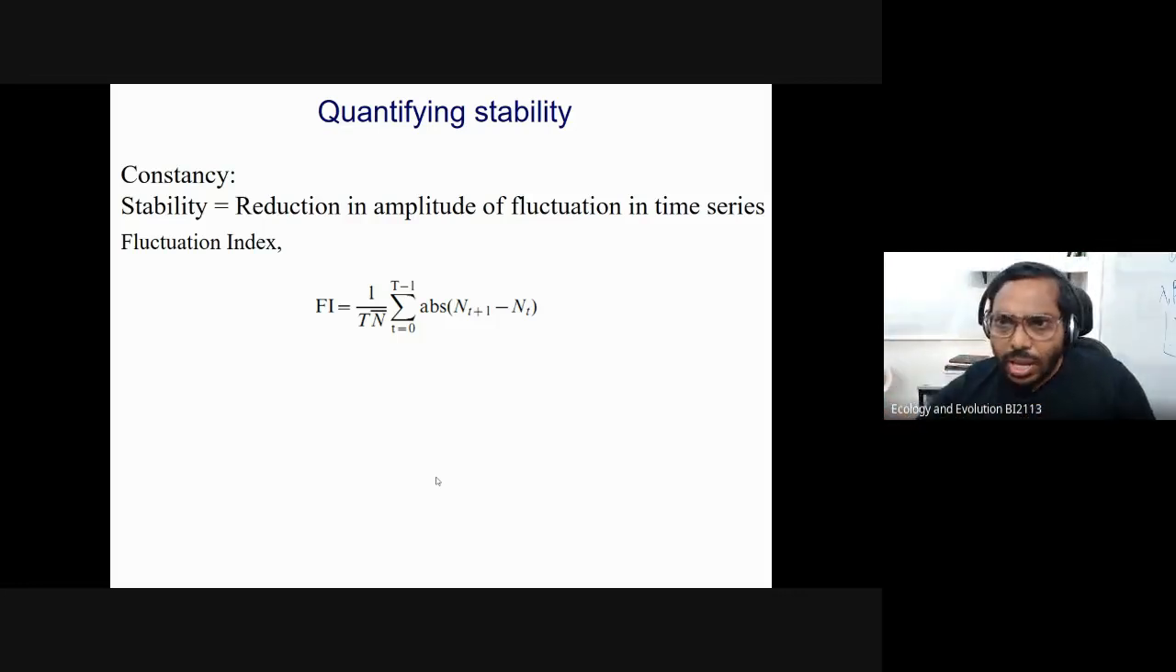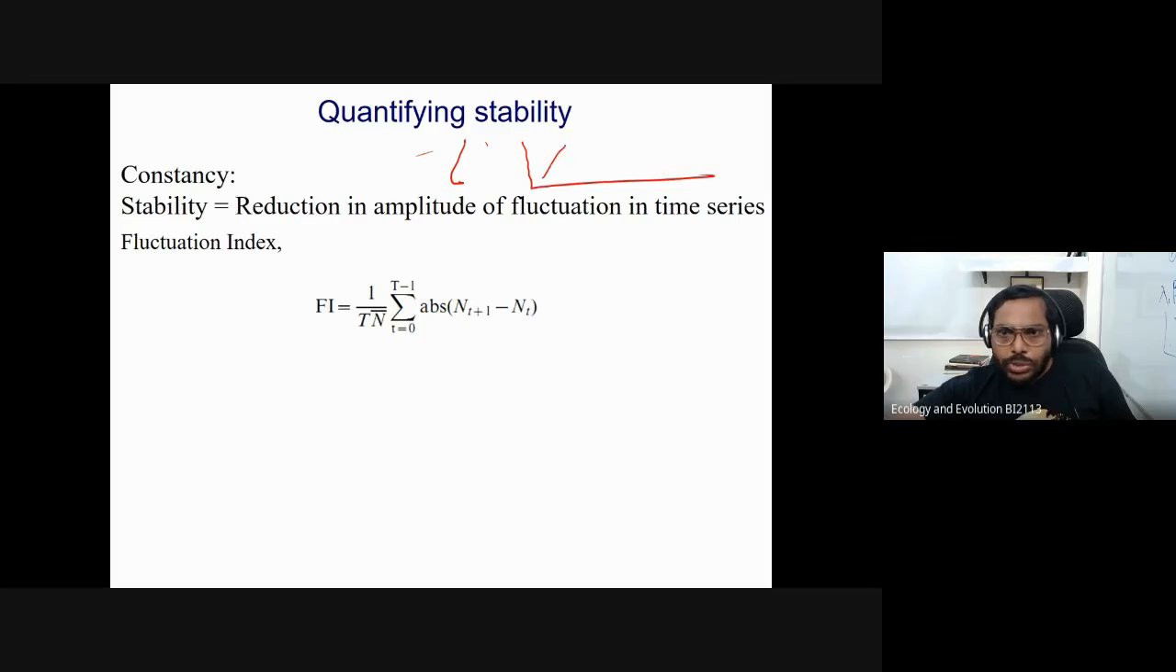So, let's see if I can show it to you guys. Suppose there is one population which is doing this, and there is another population which is doing this. Okay, so you have time on x-axis and population size on y-axis. Then this first one is going to be called less constancy stable than this one. Okay, now how do you measure it?